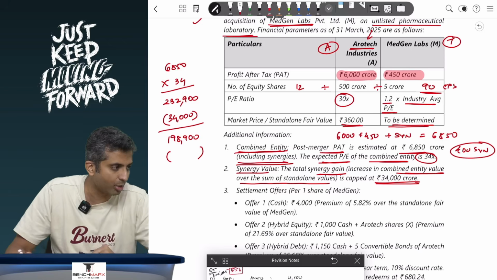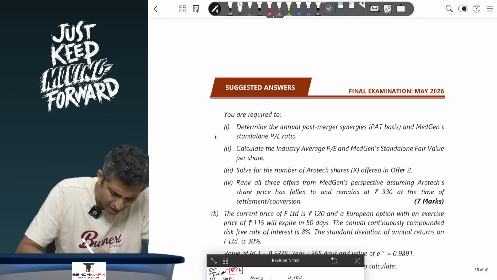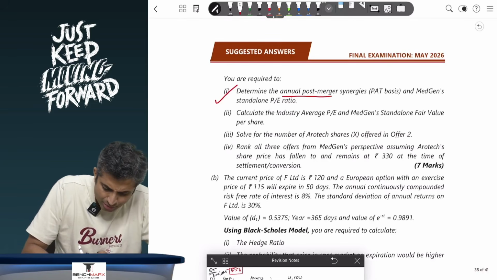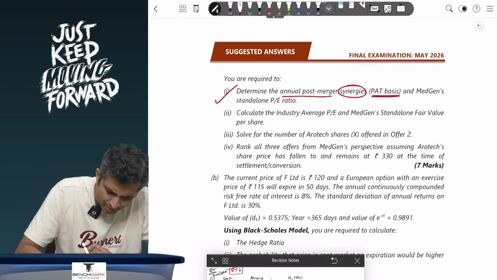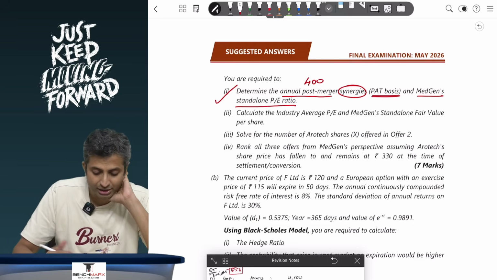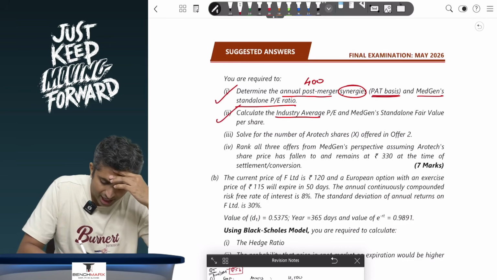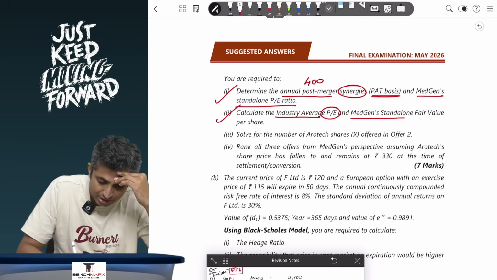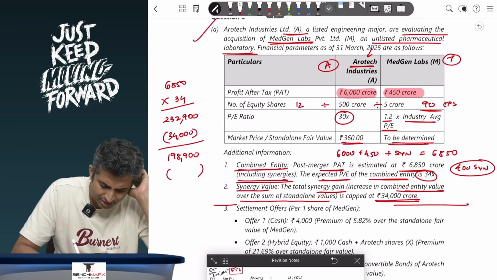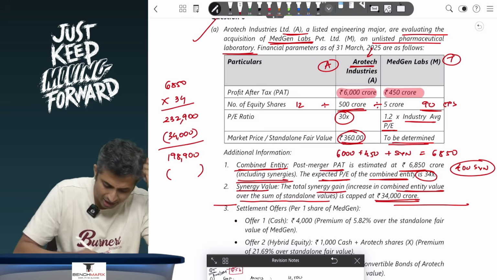Now there are certain settlement offers which are there before you go to point 3 and 4. Let us see what is asked. Point number 1 and 2 pertain to the point 1 and 2 over here. Determine the annual post-merger synergies on a PAT basis, annual, which is I think 400, and MedGen's standalone PE ratio. Now MedGen's standalone PE ratio is 1.2 into the industry PE ratio, and second says calculate the industry average PE ratio and MedGen's standalone fair value per share. Now how do I do that? Well, I will say that ideally I can say that maybe 360 is the price per share and there are 500 shares. So maybe 360 into 500 comes to around 1,80,000.